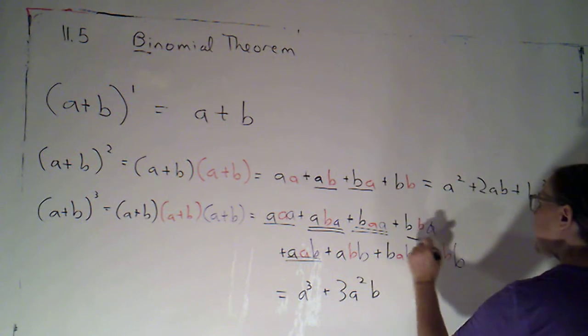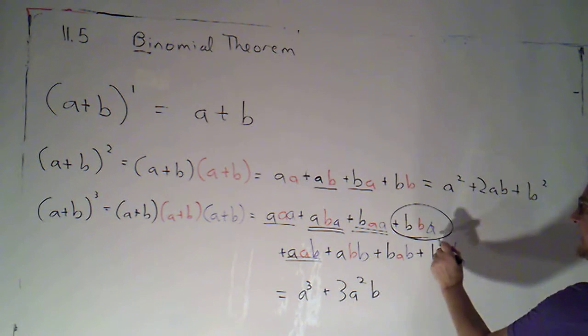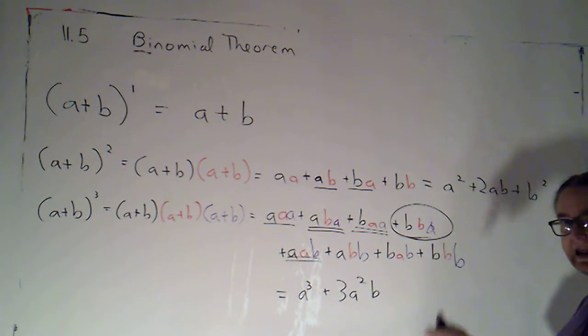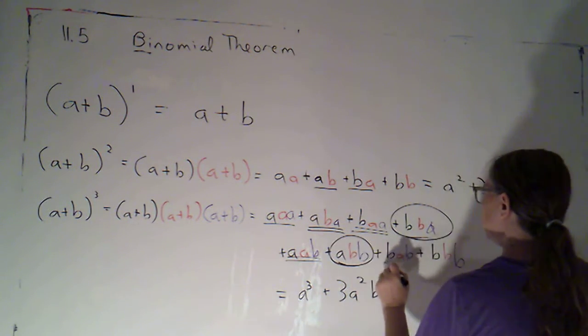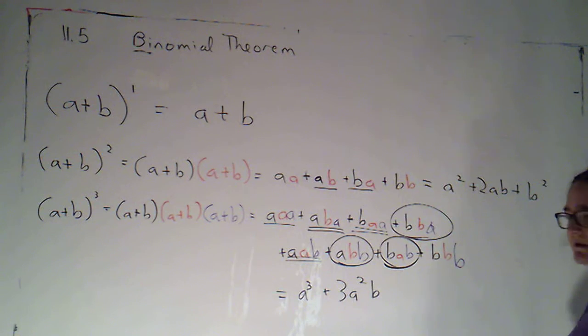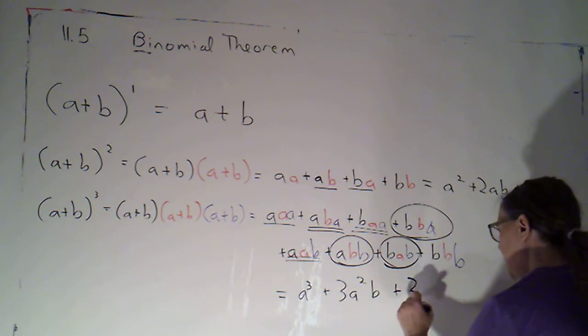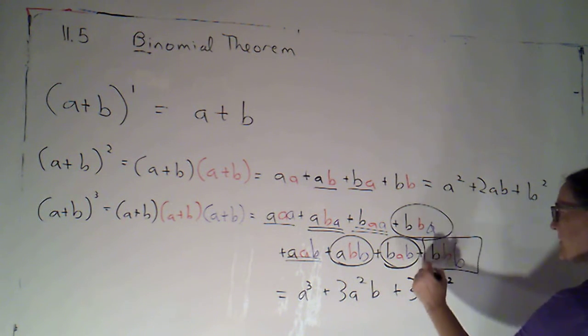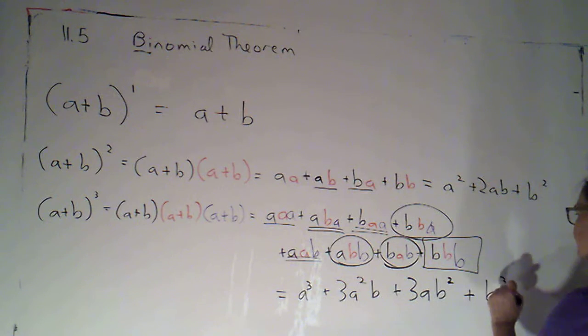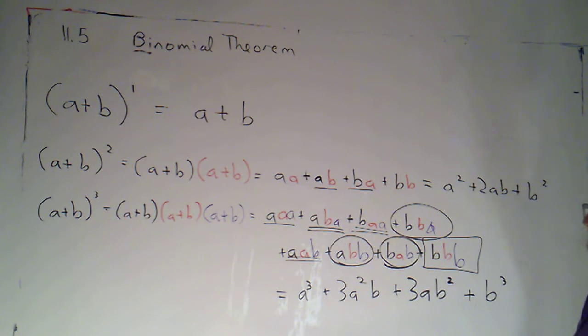Now if I look at my next term, that's one a and two b's. So that's an ab squared. Okay. Well, that's also one a and two b's. And that's one a and two b's. So I've got three copies of ab squared, and that accounts for all of the terms except for this last one, which was all b's, so that's a b cubed.